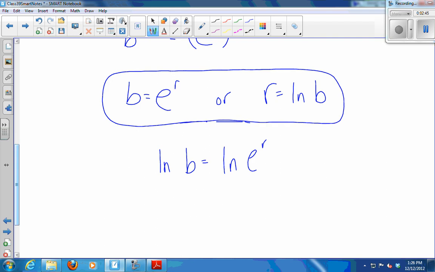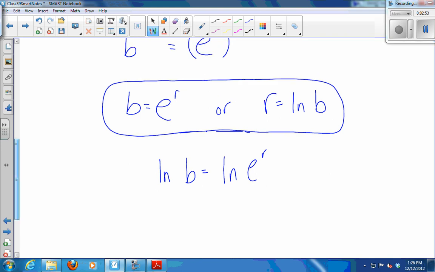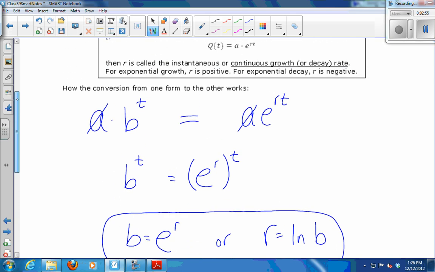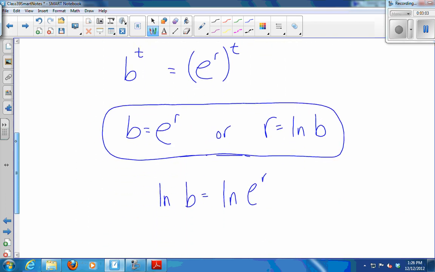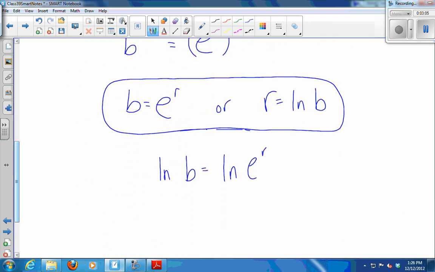Again, the magic word is continuous. If you see the word continuous in a word problem, they're asking you to use the model that has e in it, a e to the rt. If you don't see the word continuous, use the other one, a times b to the t. And if your homework asks you to convert from one model to the other, these are the equations you use to convert.